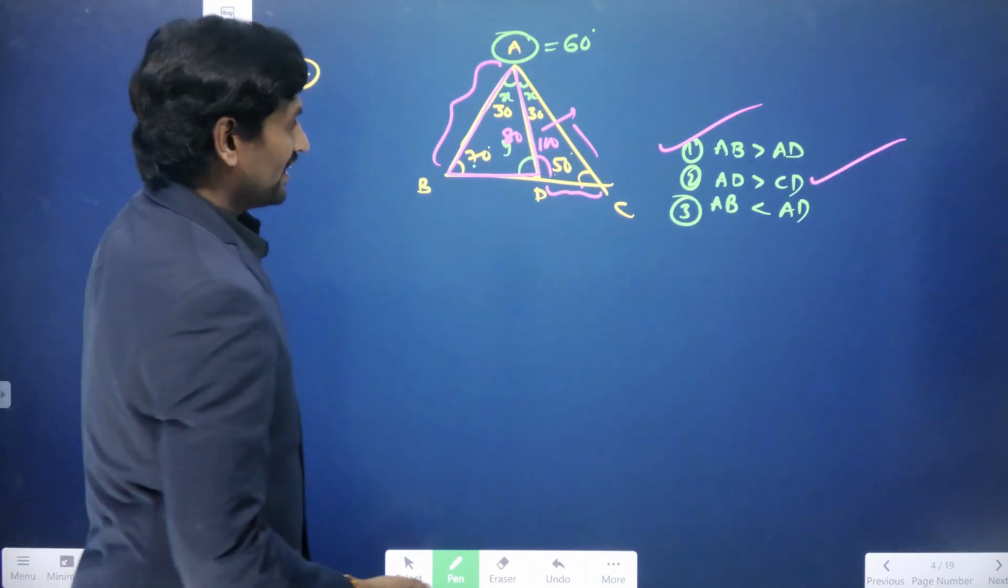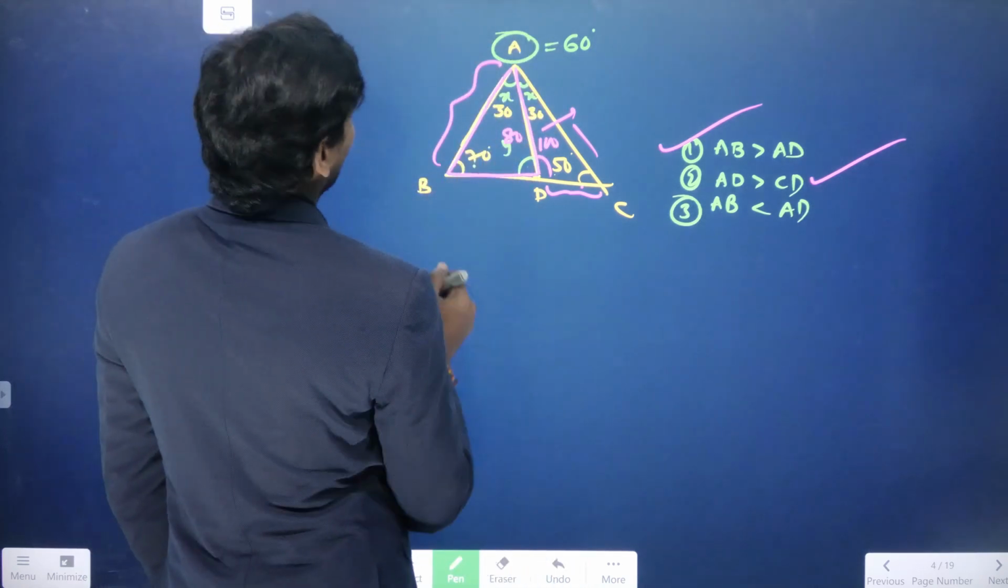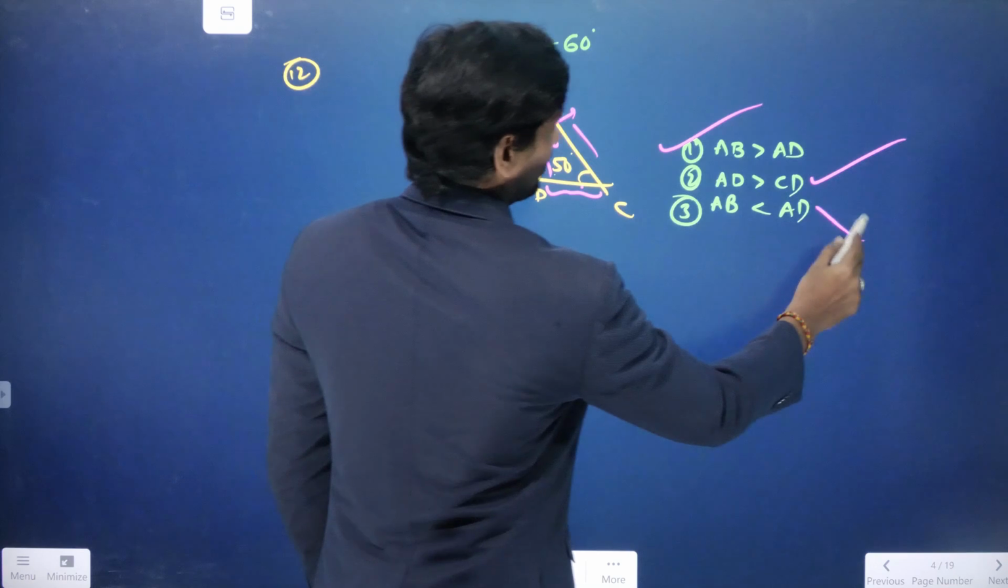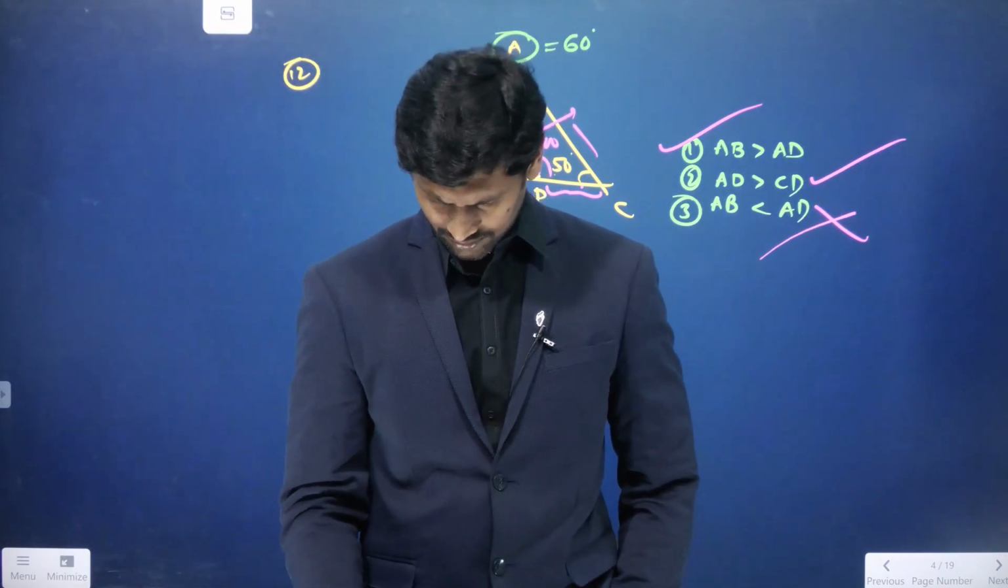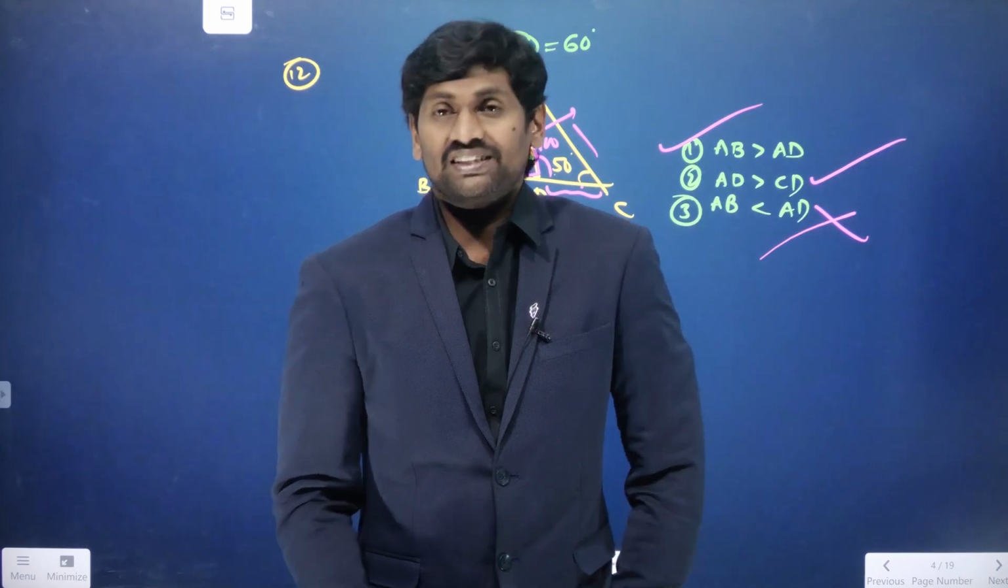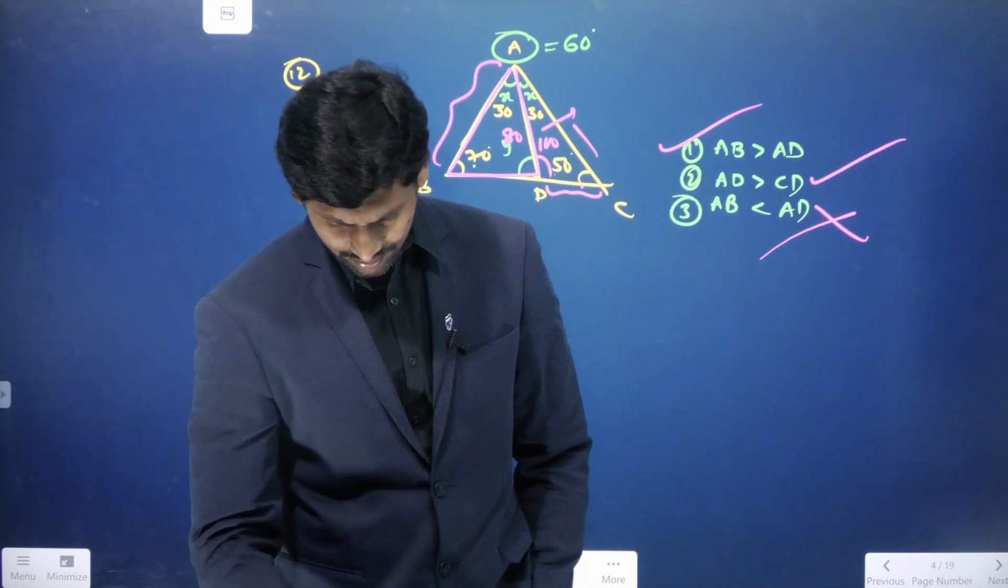Okay? Next, AB less than AD. AB is less than AD, wrong, it is false. So the first two options are correct. Now the largest angle is exactly opposite to the largest side.